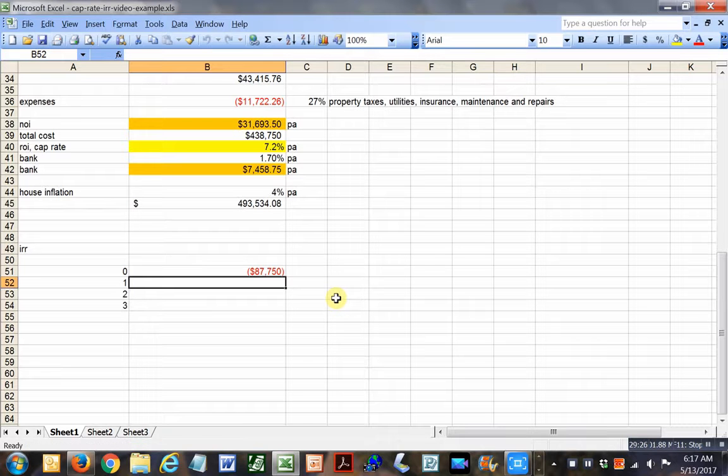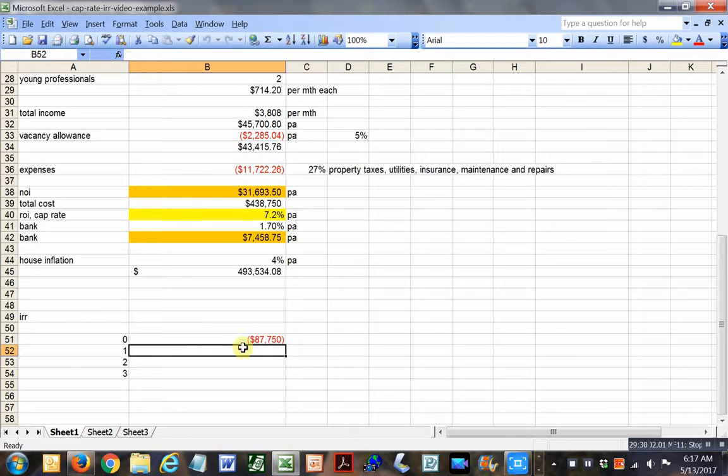All right, so $87,750 went out the window to get this project off the ground. Now, how much money are you making in the first year? Hopefully you're making some money. So let's look at that. Let's find out what our payments are.